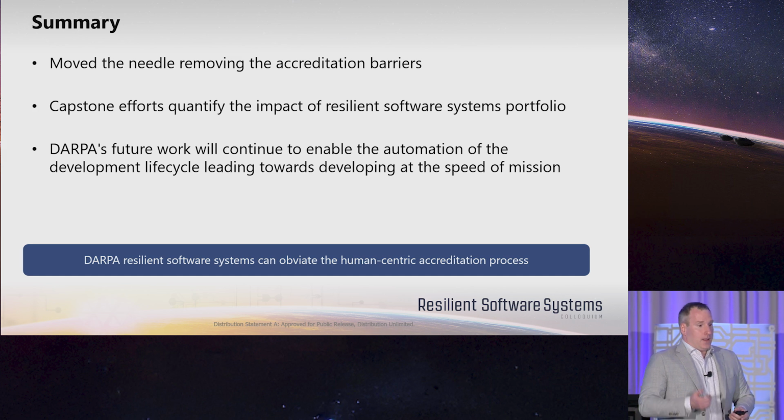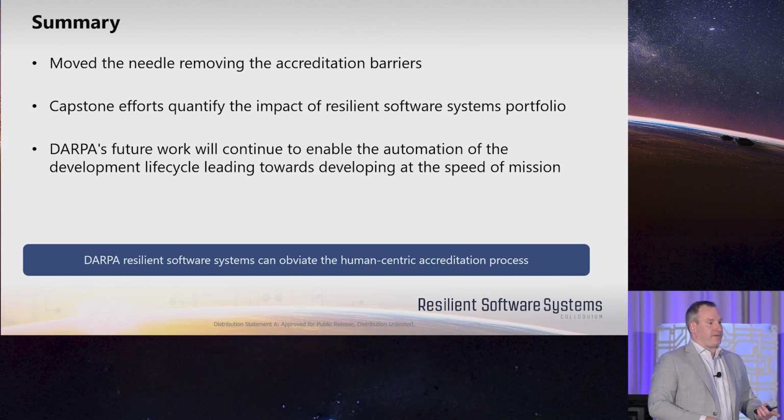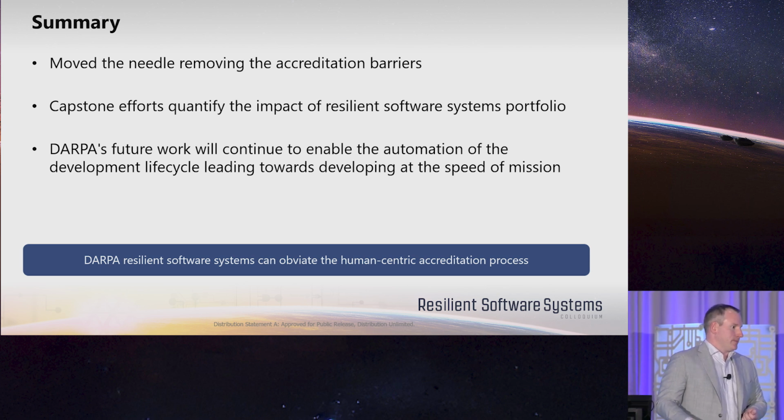So in summary, please download the Arcos tools we developed today. They're available for use. They'll help you get over some of the technological barriers with ingesting that mountain of paperwork to get over those accreditation challenges. Our partners at GE and Lockheed are using them. And we're continuing to use them with our partners in the Air Force and experimenting on them with the capstone effort. And the future work is going to continue to enable this automation so that the resilient systems can obviate the need for this human-centric process and get us towards software that can perform at the speed of mission. I thank you for your time.